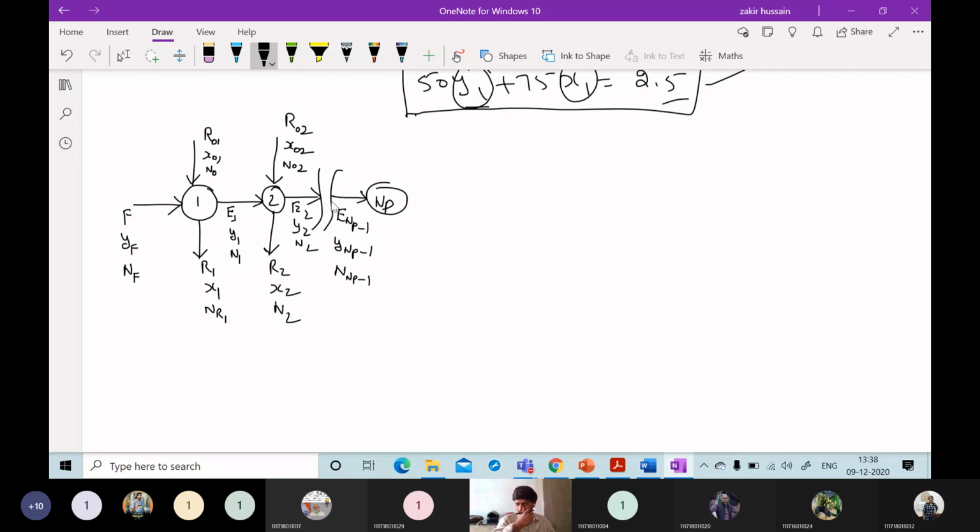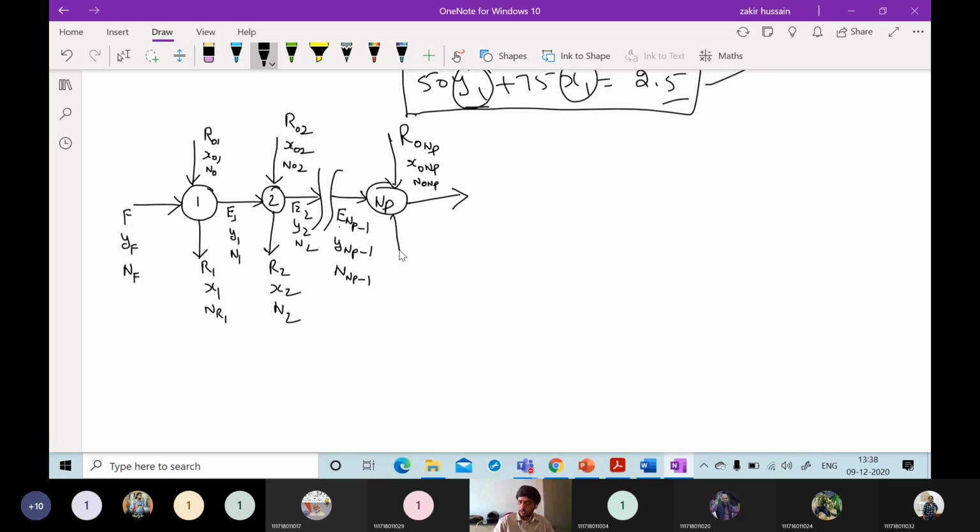So the feed is coming for each stage from the previous stage. So this is NP, the total stage is NP. The previous stage for this NP is NP minus one, so up to NP minus one it is coming. Then a fresh solvent is entering on this stage too. So this is R naught NP, with a composition of this solute as X naught NP. Then the mole ratio of this inert solid on this stage is N naught NP. So this is a notation scheme, just varying.